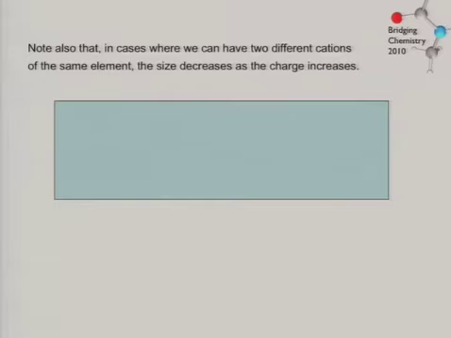All right. So we also need to note that in cases where we have two different cations of the same element, so for example, if you have iron 2 plus and iron 3 plus, they're both iron, but they're two different cations. The size decreases as the charge increases. Now this will make sense because as we take electrons away, we're increasing the effective nuclear charge. And so we should end up with smaller ions.